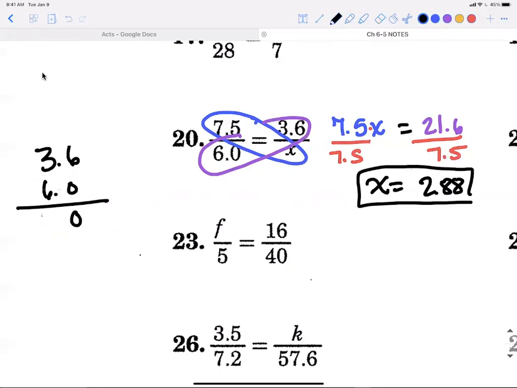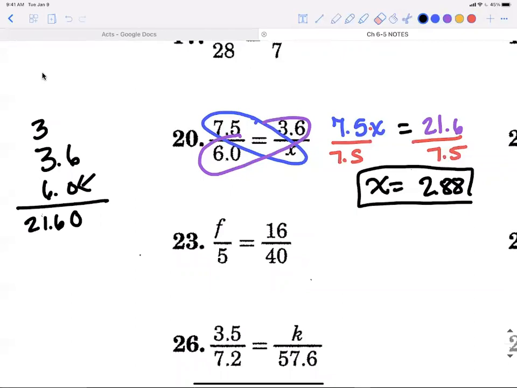Drop down the 0 to account for this 0. And then 6 times 6 is 36, carry the 3. 6 times 3 is 18, 19, 20, 21. Two decimal places, so it's 21.6. If you do the long division, or you can punch it in your calculator, either way.